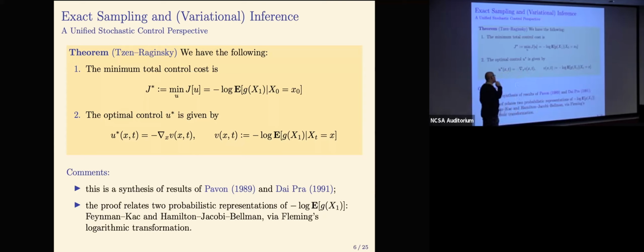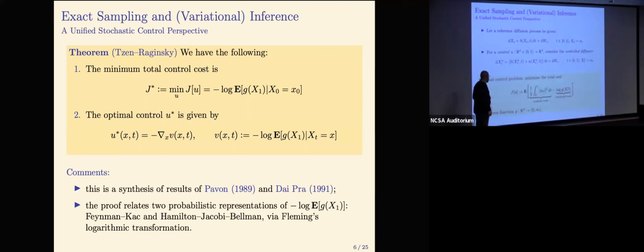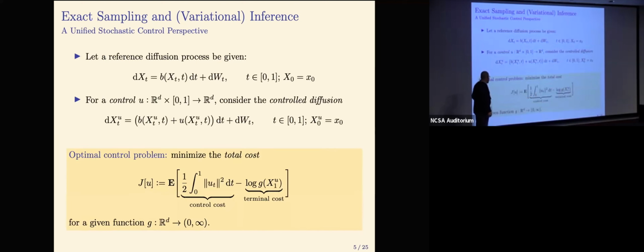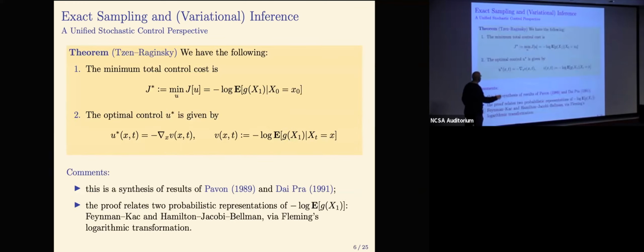And really, like I said, for those of you who are interested, it's in the paper, but the proof relies on two probabilistic representations of this object. One is something called the Feynman-Kac formula, which relates solutions of certain PDEs to expectations of certain functions using diffusion processes. And the other one is this Hamilton-Jacobi-Bellman equation, which is, like I said, a partial differential equation for the value function of a stochastic control problem. Here, the value function is basically the minimum cost starting from a given initial condition x. Okay, so again, it's a lot of math.